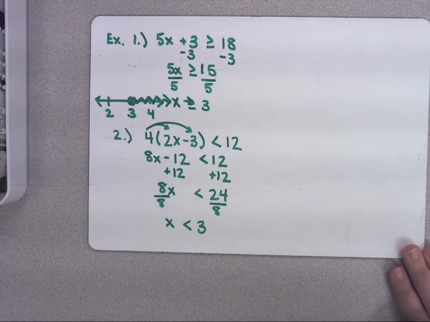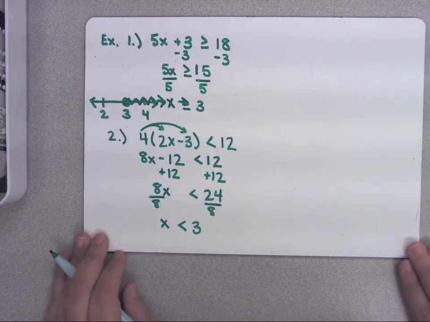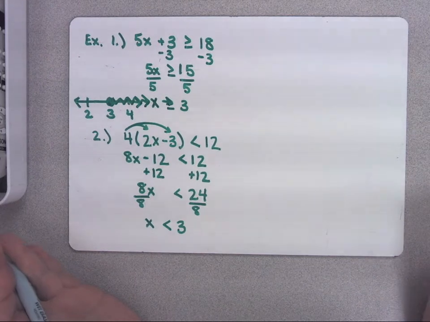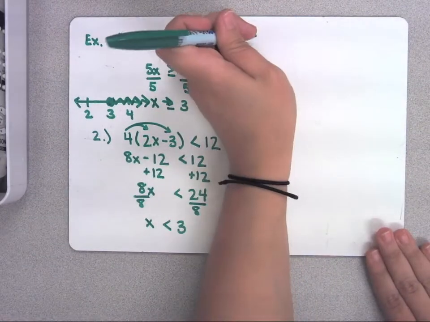If you subtracted 12 instead of added 12? Oh, yeah, no, that'll give you a different answer. That'll give you 0. Okay, and then the only way it gets a little harder is when there's variables on both sides.